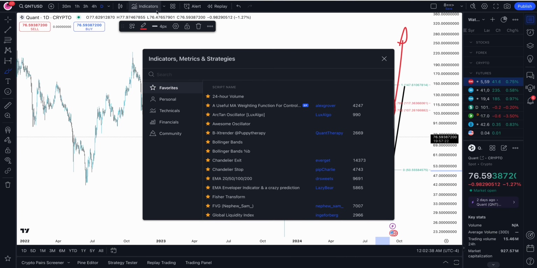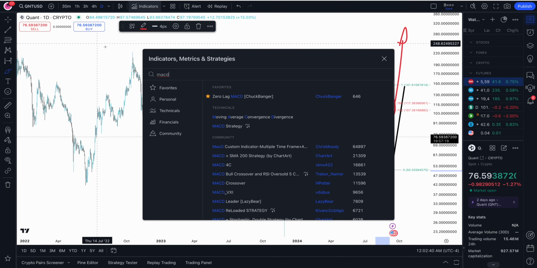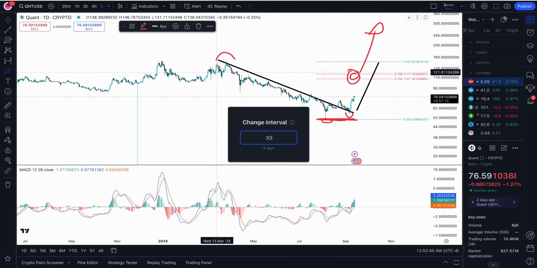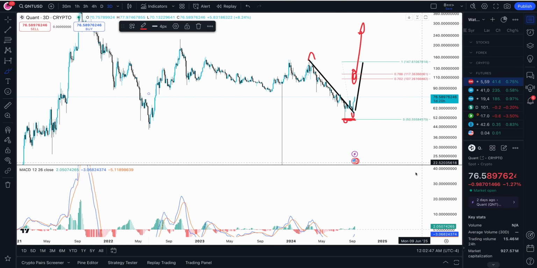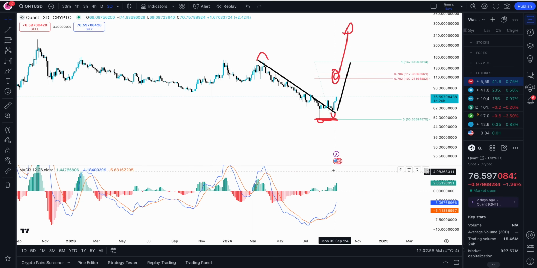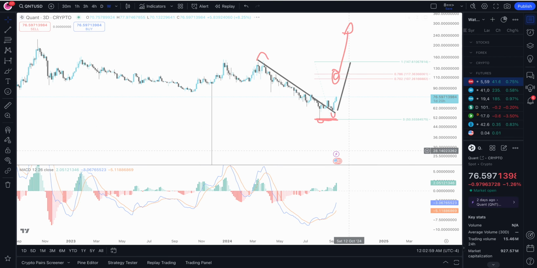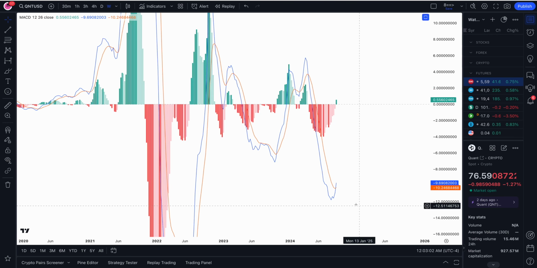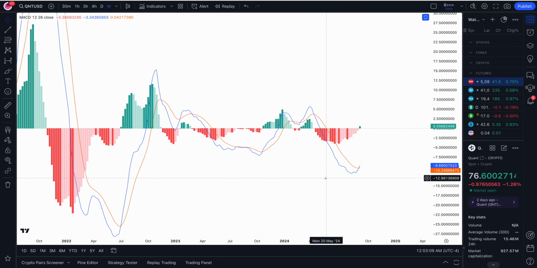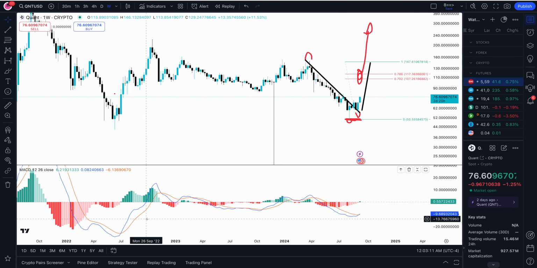Okay, when we even take a look here at the MACD. So let's take a look at the MACD here. And you guys see that on the 3-day, we're turning up towards the zero line. And it does look bullish, right? Look at the weekly over here. It just crossed upwards. Histogram turning positive, right? So the engines are definitely getting started here for Quant.